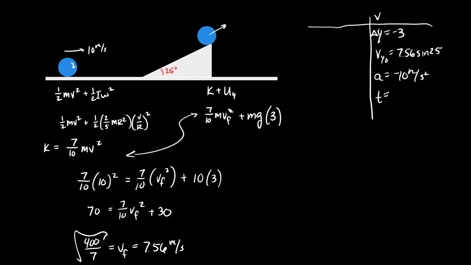And in the horizontal, I'm looking for the range, but Vx is going to be 7.56 cosine 25, and time is going to be whatever we get over here. And the range will be Vx times t.